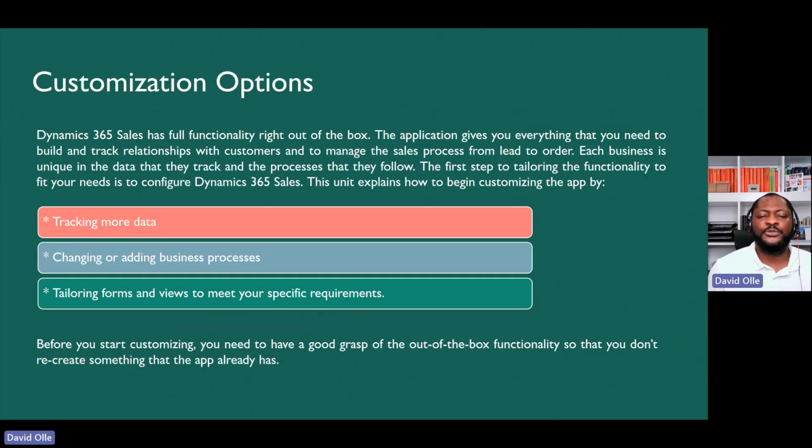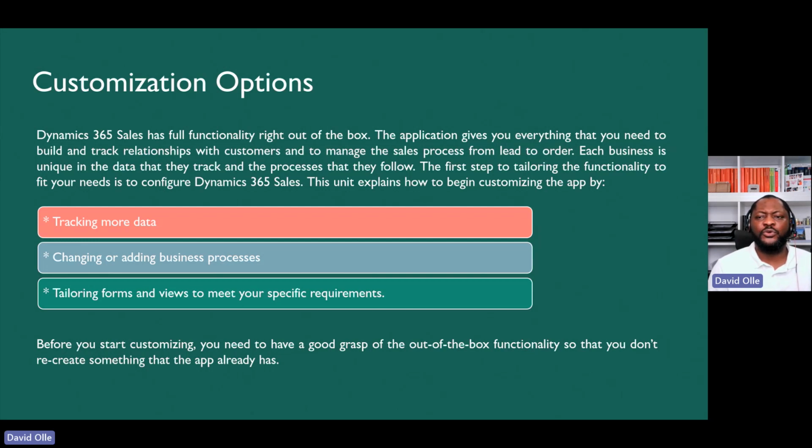Now, what are the customization options that you have within Dynamics 365 Sales? It's important to note that there is some out-of-the-box functionality that comes with Dynamics 365, and out-of-the-box functionality simply means functionality that comes as part of the Dynamics 365 solution and the specific plan or apps plan that you've opted for, right?